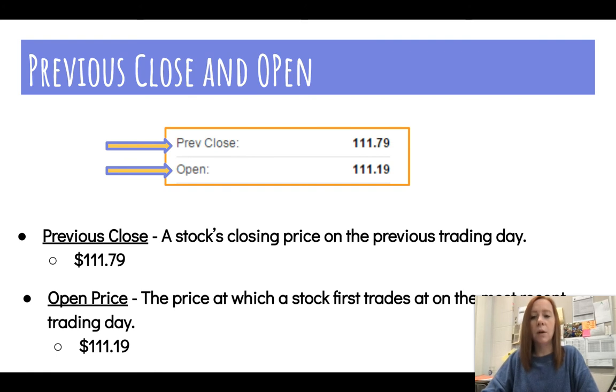You'll notice that they're very similar. They may be off by a few cents, and that is just because of overnight trading online. It kind of adjusts it. But for the most part, they are going to be very similar. So it's the close from yesterday at 4 p.m. and what it opened at the current trading day, the very first trade of the day.